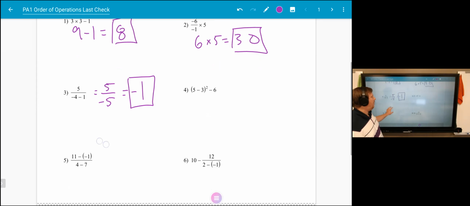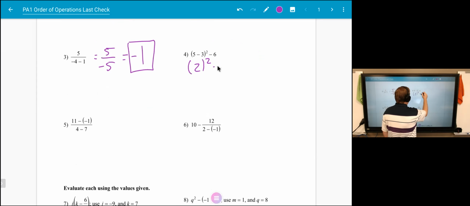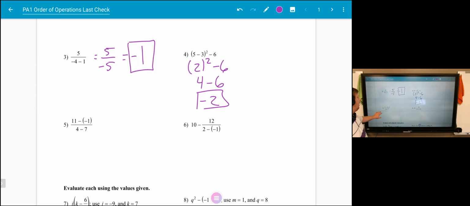Number 4, oh, we've got some parentheses and some exponents. Well, I know that I have to take care of grouping symbols first. So if I do 5 minus 3, that gives me 2 squared minus 6. 2 squared is 4, because I have to do that next, and 4 minus 6 is negative 2.